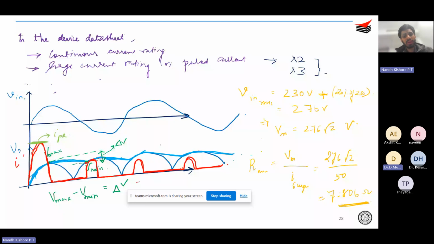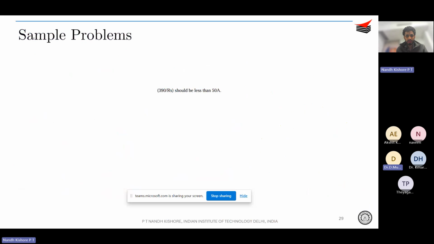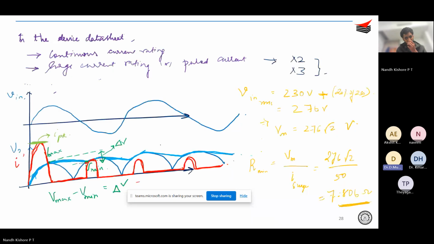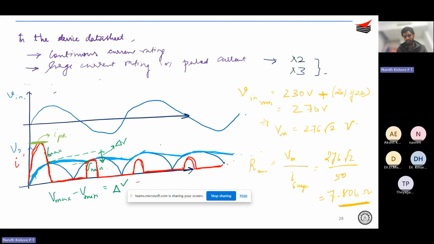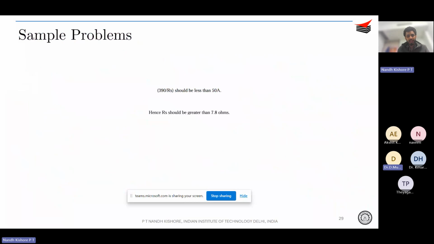Okay, so this is the R that is required. Yeah, so 7.8 ohms. We have got 7.806, correct. So you need to have an R value which is greater than this number so that your current is limited to even lesser values. Okay, right.